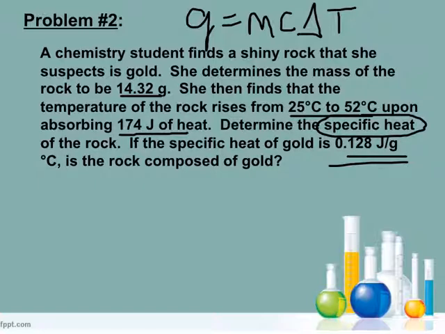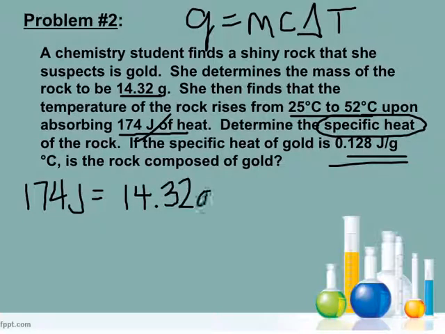So let's get going. My Q. What is my heat here? How much energy are we working with? Hopefully you see it's 174 joules is Q. Check. All right. M. What's my mass? Well, I've already underlined it. 14.32 grams. I've got to find C, so I'm going to stick C in the middle, which is not a great idea, but I like to keep my equations in order.